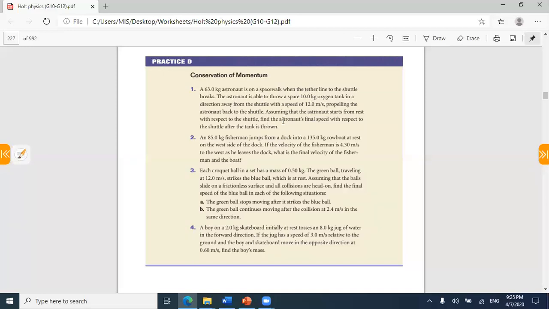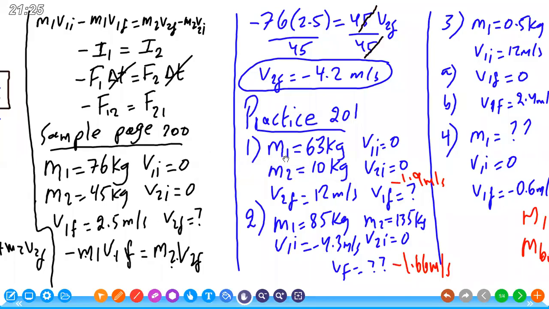So the question is to find V1 final. Let's see. Here, M1 is 63 kilogram, V1 initial is 0, M2 is 10 kilogram, V2 initial is 0. V2 final is given as 12 meter per second. You are going to find V1 final. The answer here is written in red for you. It is about minus 1.9 meter per second. But please, you have to do the calculation.